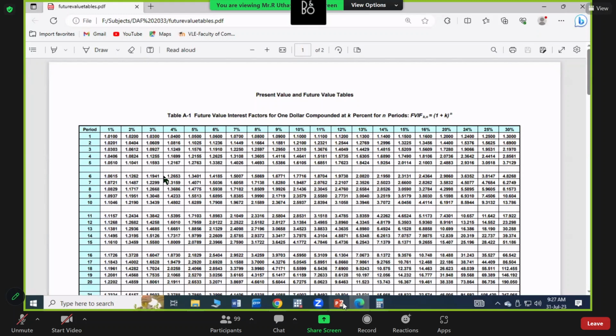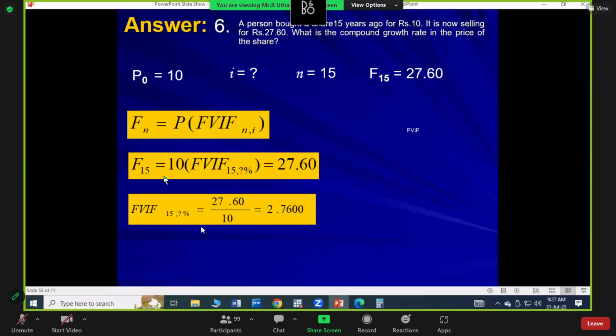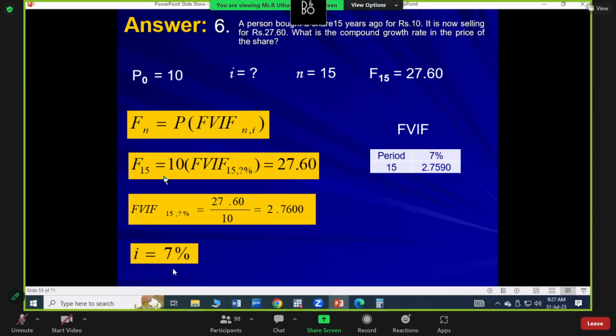So you can straight away answer your question simply. That is the future value interest factor at the 15th year, 7% it has become equal. So your answer, therefore, I is equal to 7.